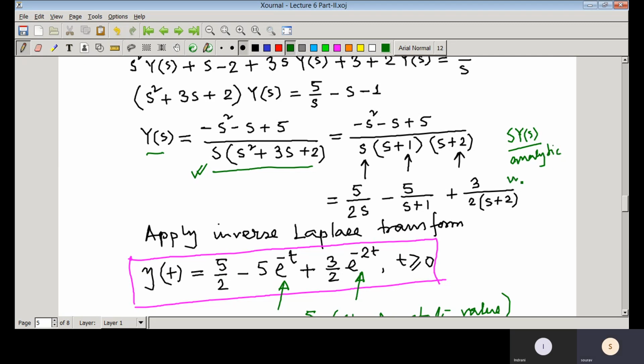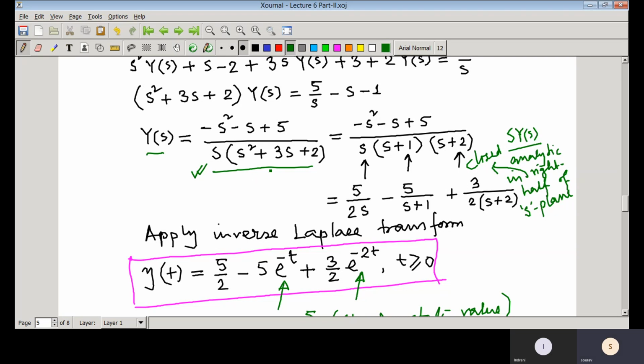Analytic in right half of... so analytic in here, this is closed. Closed means it includes that imaginary axis as well as the right half of that S-plane. So sY(s) analytic in the closed right half of the S-plane. If this condition is satisfied, we have seen that we can apply the final value theorem.